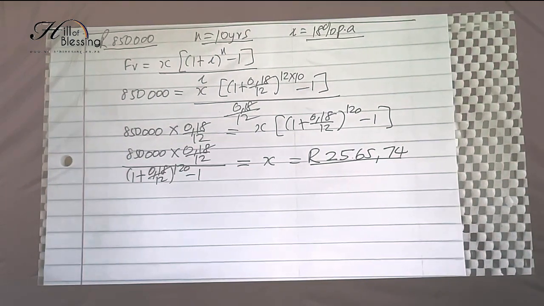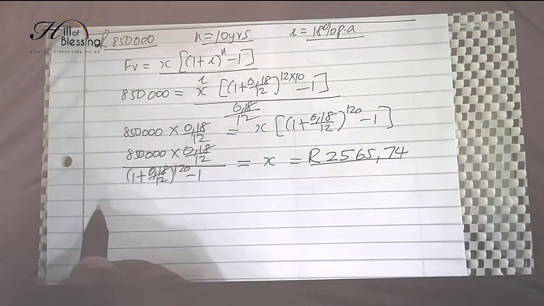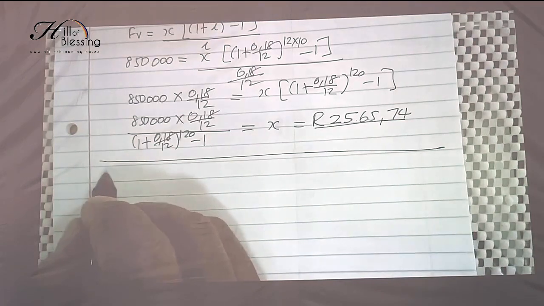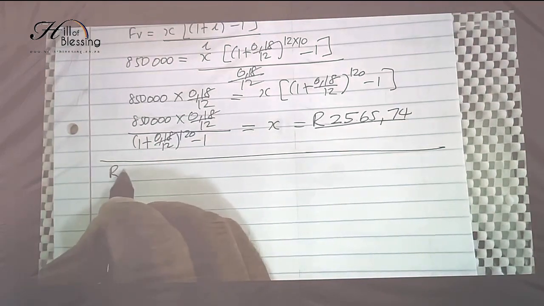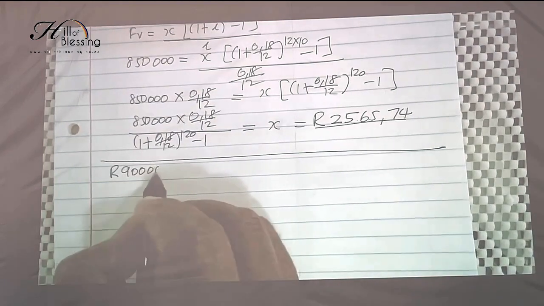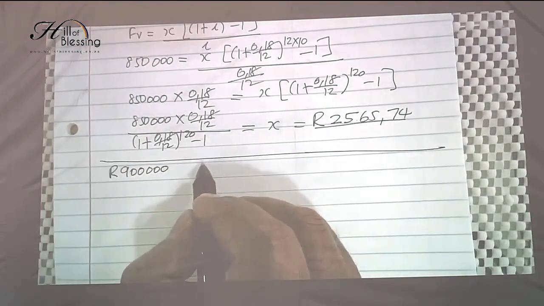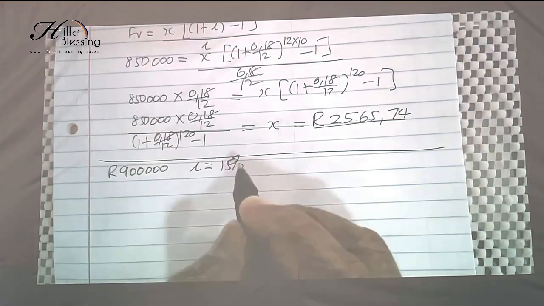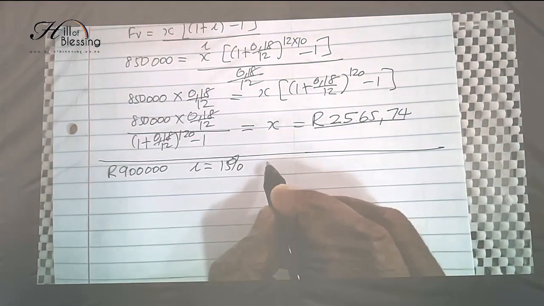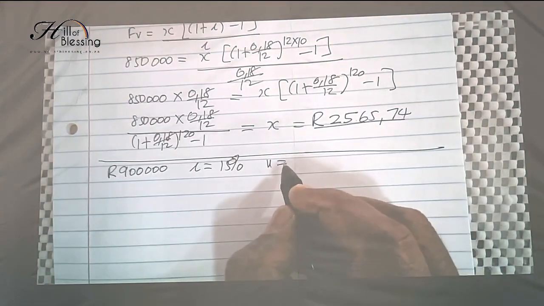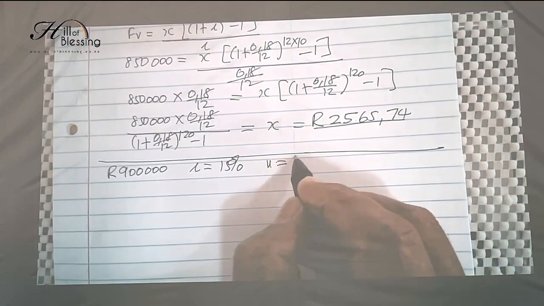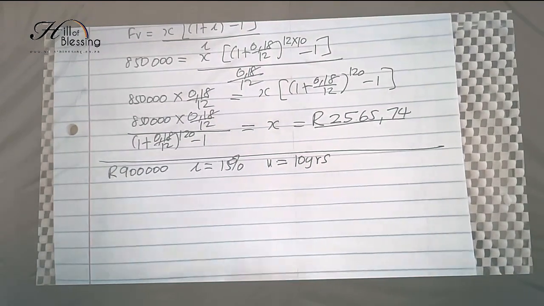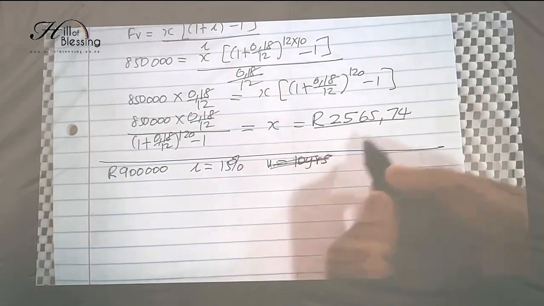Right. Now, the next question. The next question is this. Here's the next question. If I want to get, let's say, 900,000, and the interest rate is 15%, and n is equal to 10 years. Right, 9,000. So let's take that out.